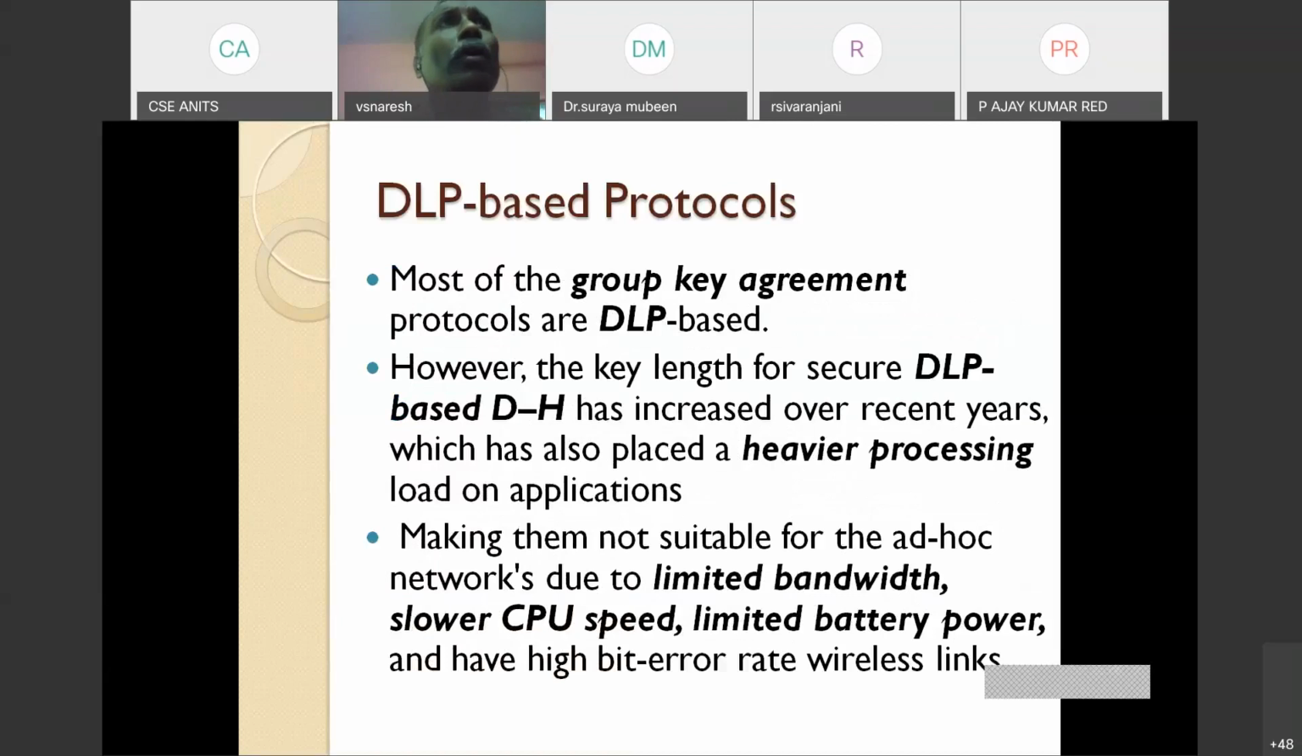You all know about DLP, the discrete logarithm problem based protocol. I already spoke about Diffie-Hellman key agreement. What do you mean by Diffie-Hellman key agreement? It is a DLP based protocol. So what is DLP? If you take the background for group key agreement, if you want to work on something, you must not be compromised anywhere. You must have clear basic fundamentals on that.